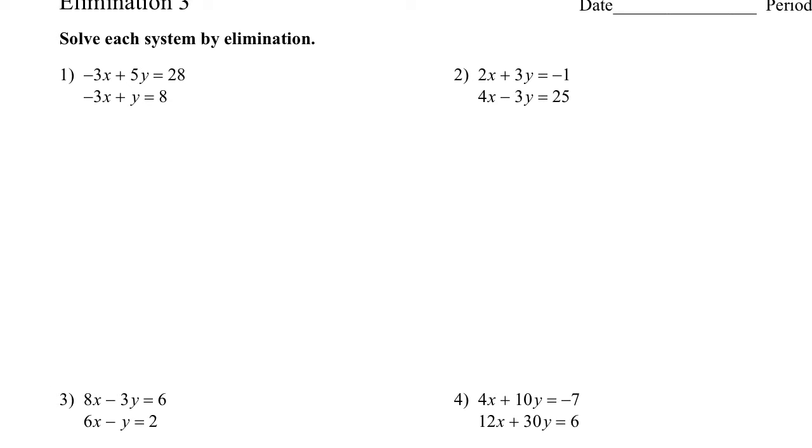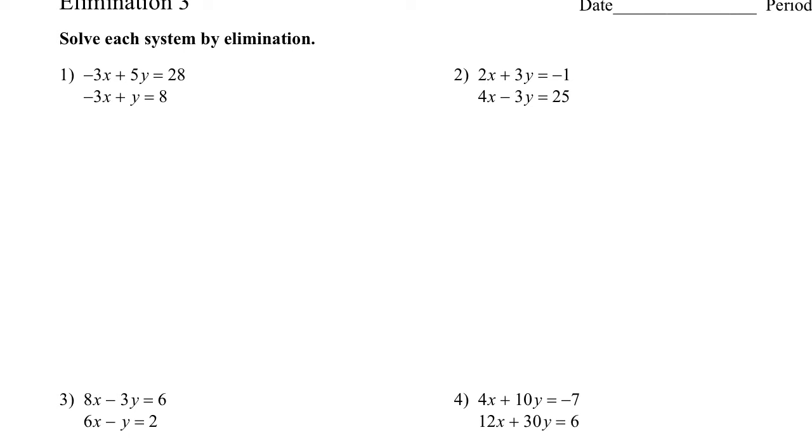Okay, we have another elimination worksheet today. So there's a couple different things that can happen, but the goal is always the same. You always want to get either the x's or the y's to eliminate. So you want to get opposite coefficients. That's always your goal with elimination: opposite coefficients. So I always look at the coefficients of the x's, then look at the y's, and then from there determine what I want to do to them.